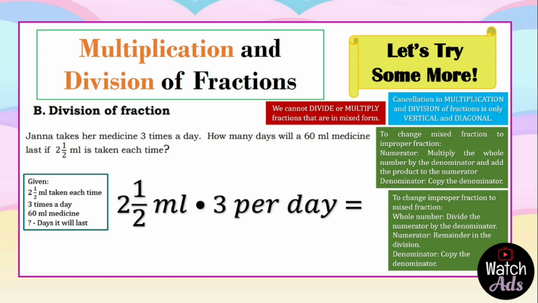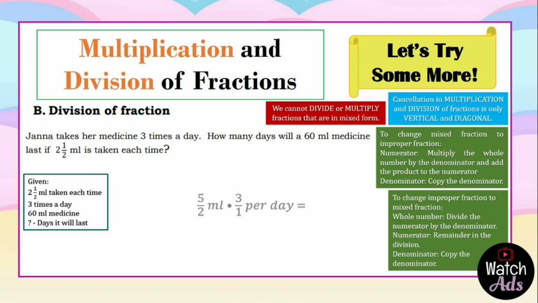Since we have a lot of given facts, we first analyze for 1 day. For 1 day, Jana takes 3 times and she takes 2.5 ml every time. So we multiply 2.5 ml by 3 times a day. Since we cannot multiply a mixed number, we have to change it into an improper fraction. And the improper fraction is 2 multiplied by 2 is 4 plus 1 is 5. 5 is our numerator, and copy the denominator 2.